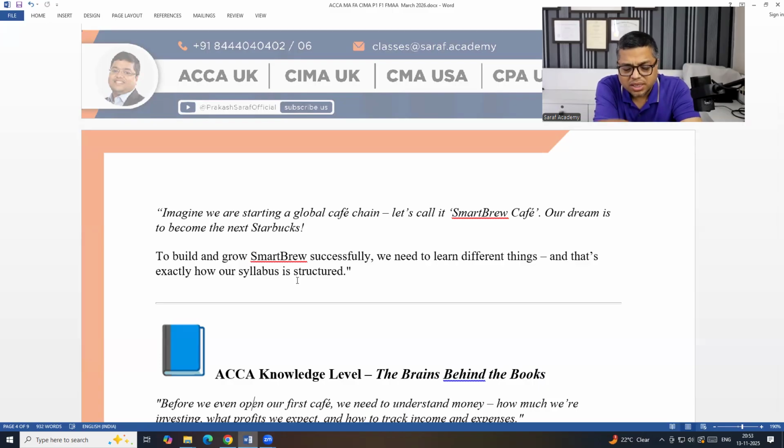The syllabus content for ACCA, the syllabus content for CIMA, the syllabus content for FMAA, whatever the syllabus says. For ACCA, whether you should start this business, what will be your investment, what will be your profit, what will be your cash flow, is it adequate for the investment you are doing? For that purpose, you are going to study different portions. In ACCA, there are 3 subjects: BT Business Technology, FA Financial Accounting, MA Management Accounting.